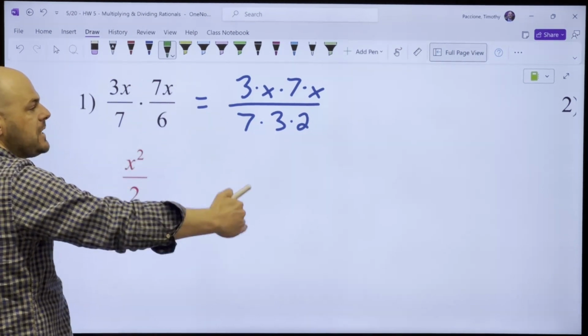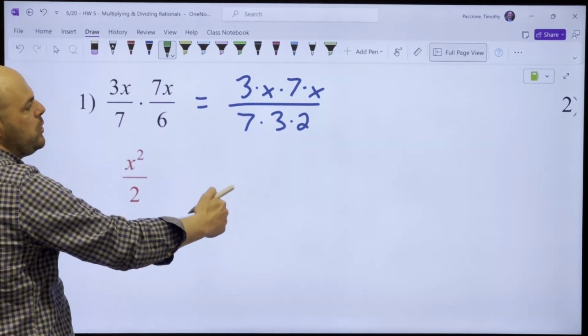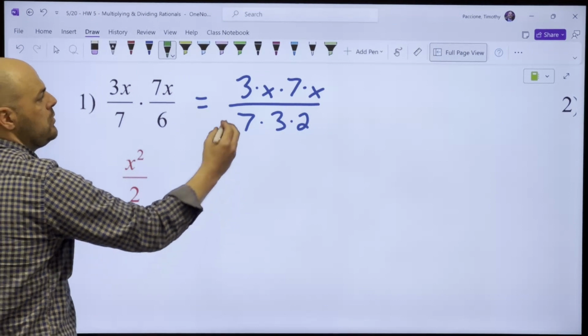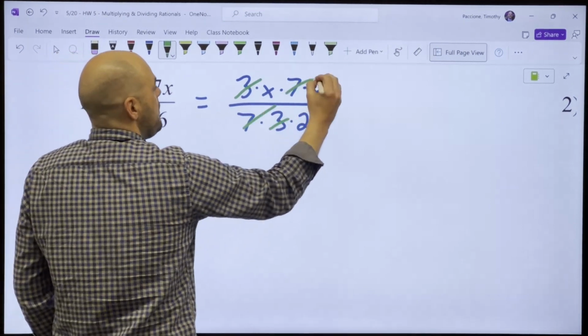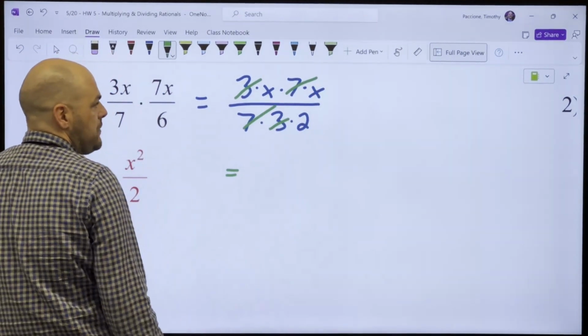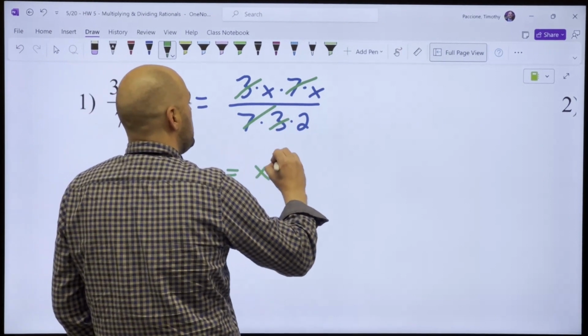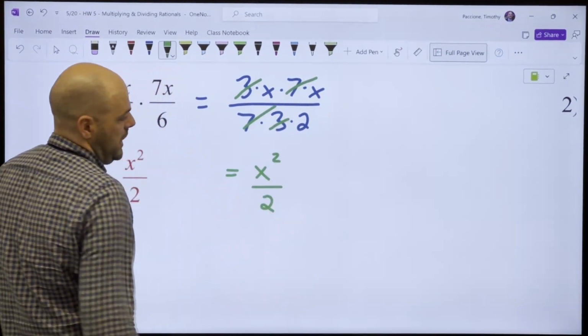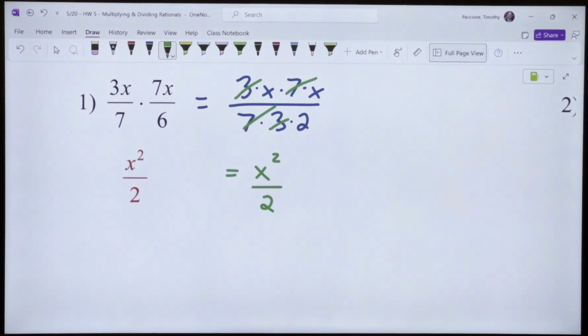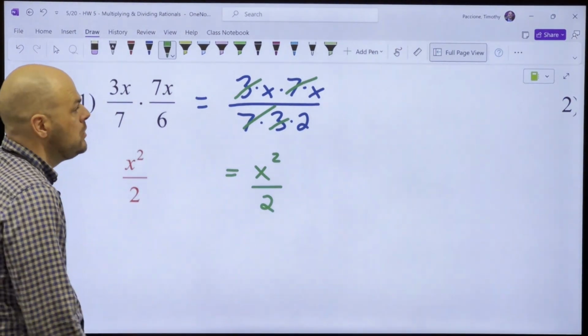I look for exact matches, right? So what do I see on the top and the bottom? 3, 3, 7, 7. And now I just roll up what's left. X times x is x squared. On the bottom, I have 2, okay? You could have gotten that a different way, but that's fail-safe, right? It can work anytime. Can you do number 2?